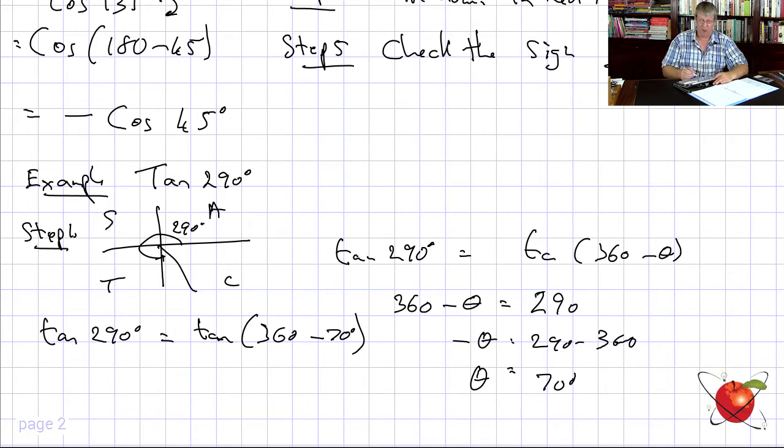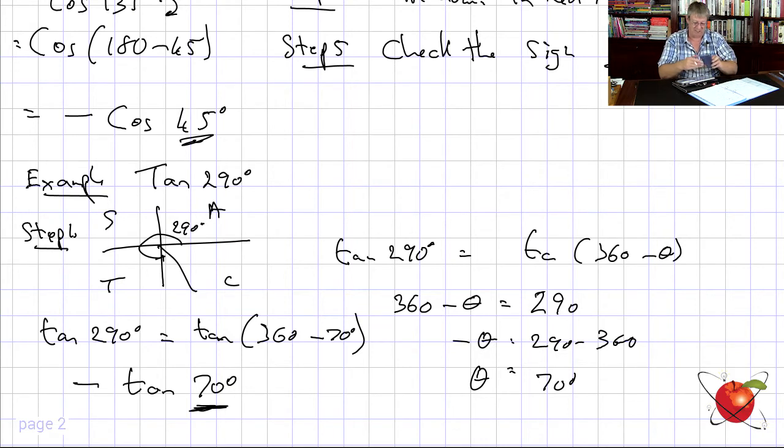Therefore, next step, check the sign. In ASTC, tangent is negative, so it's the negative tan of 70 degrees. So here's our acute angle that we are targeting, to reduce it down to the acute angle. Then basically you put it in your calculator.